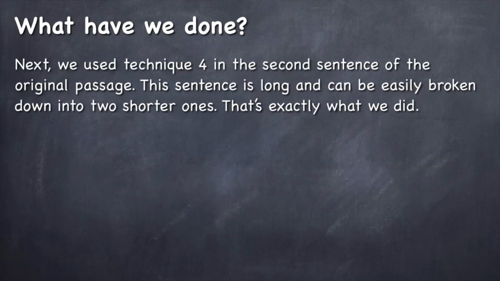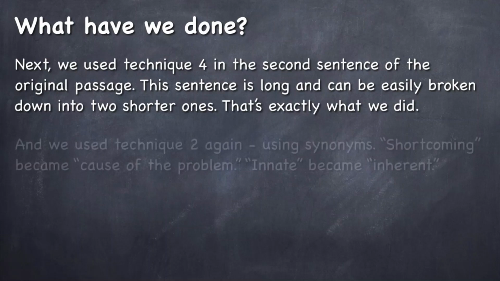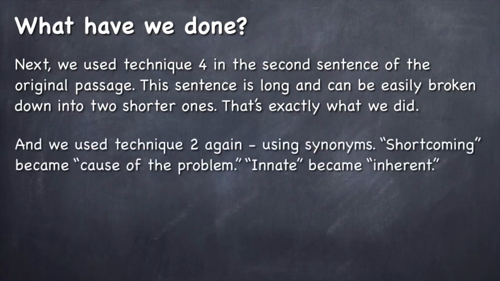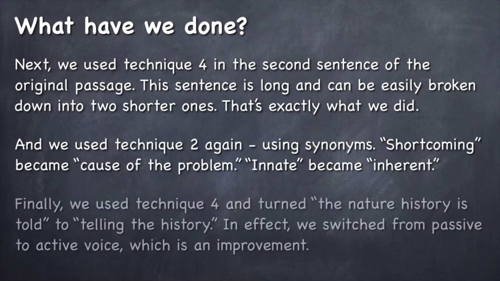Next, we use technique 4 in the second sentence of the original passage. This sentence is long and can be easily broken down into 2 shorter ones. That's exactly what we did. And we use technique 2 again, using synonyms. Shortcoming became cause of the problem. Innate became inherent. And finally, we used technique 4 and turned the nature history is told to telling the history. So in effect, we switched from passive to active voice, which is an improvement.